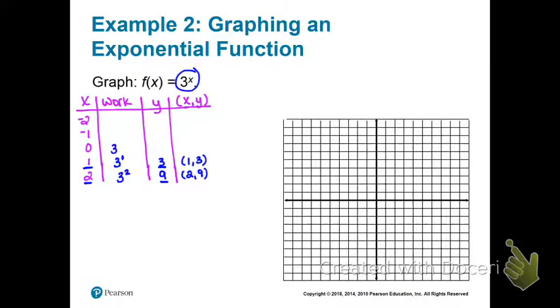Then we have that 3 to the 0. Now be careful because that has a special rule. Remember, if your exponent is 0, your answer is going to be 1. Alright, and so we have the ordered pair, x is 0, y is going to be 1.